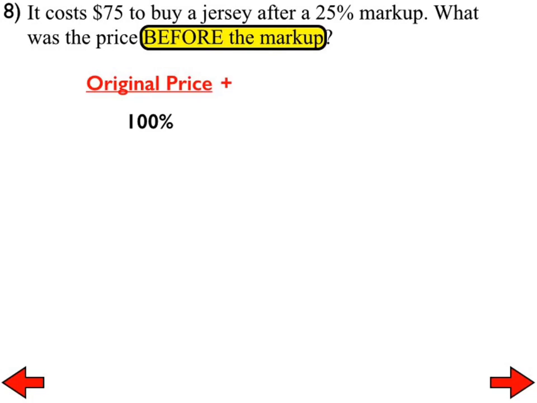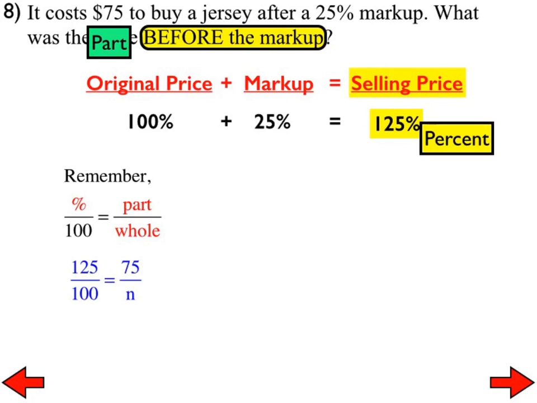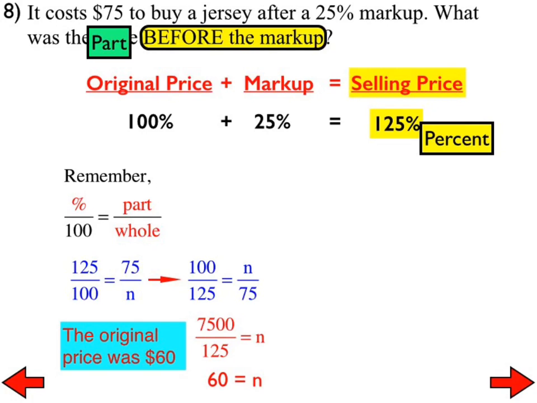So if you're going to use a proportion, remember markup means we're increasing it, so that's why it's 125%. This is the proportion that you should use. The after price is the part. The before price is the whole. From there, we all know how to solve that. We should get $60.